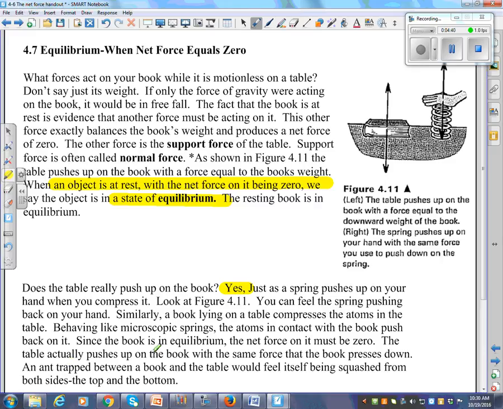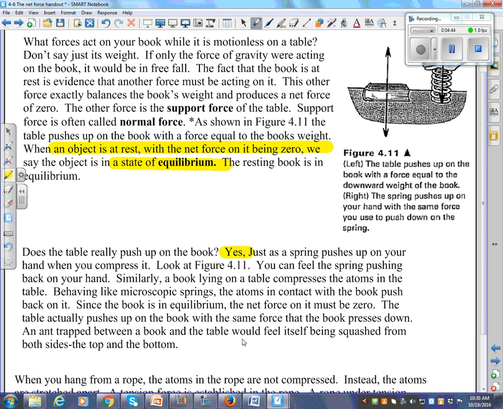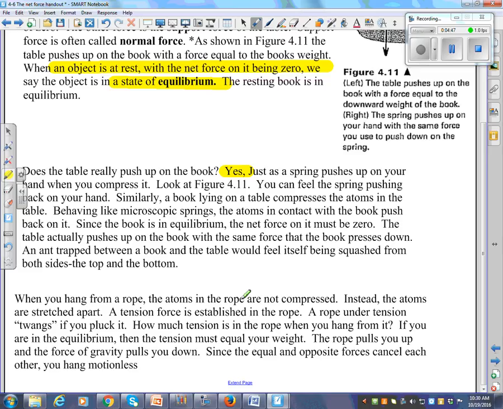An ant trapped between a book and the table would feel itself being squashed from both sides, the top and the bottom. When you hang from a rope, the atoms in the rope are not compressed. Instead, atoms are stretched apart. A tension force is established in the rope.